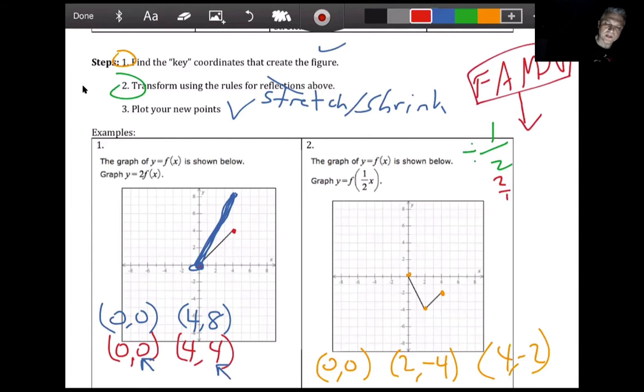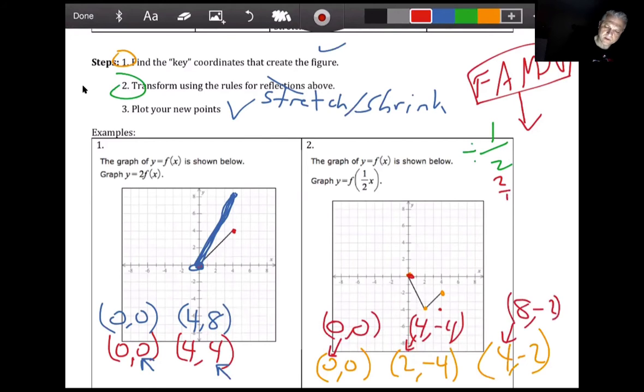So we're going to multiply the x coordinates by 2. So 0, 0: 0 times 2 is still 0, so we still get 0, 0. Multiply this x coordinate by 2, you get 4, negative 4. So let's go to 4, negative 4, which is right there. And then multiply this x coordinate by 2, you get 8, negative 2. So 8, negative 2. There you have it. You have multiplied every x coordinate by 2, which is the same as dividing by 1/2.